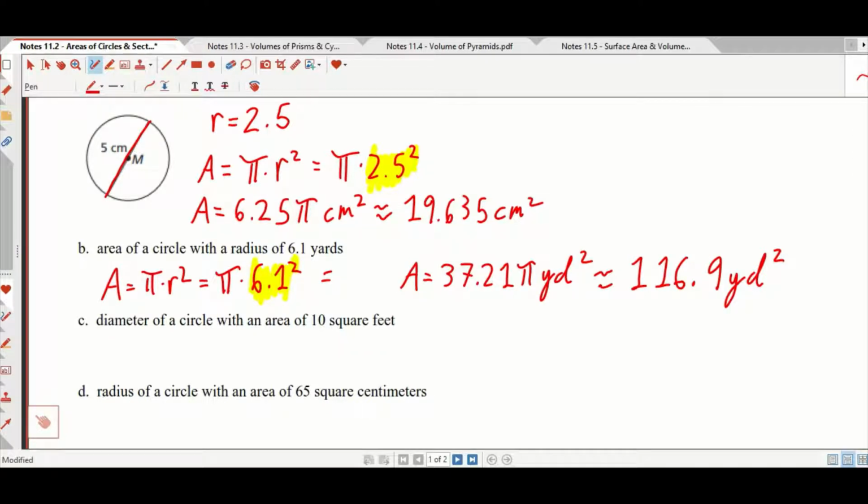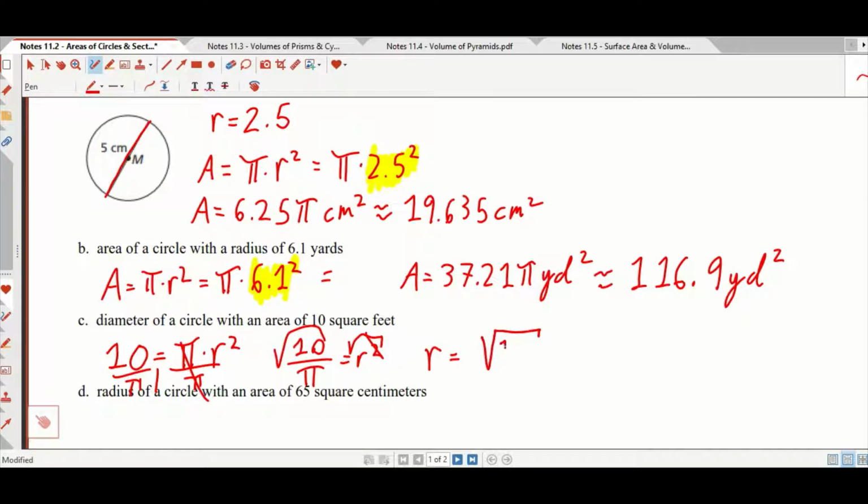What about the diameter of a circle with an area of 10 square feet? Now, this is going to change up on you. That means the area 10 equals pi times some unknown radius squared. So to solve for r, we divide both sides by pi. 10 over pi equals the radius squared, which means I take the square root of both sides, so the radius is equal to the square root of 10 over pi, which I'm going to leave just like that.